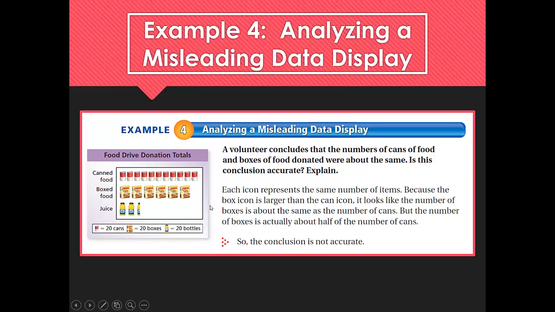Because the box icon is larger than the can icon, it looks like the number of boxes is about the same as the number of cans. So our box is larger, so it looks almost like it would be worth the same as 2 cans. But the number of boxes is actually about half the number of cans. So the conclusion is not accurate.